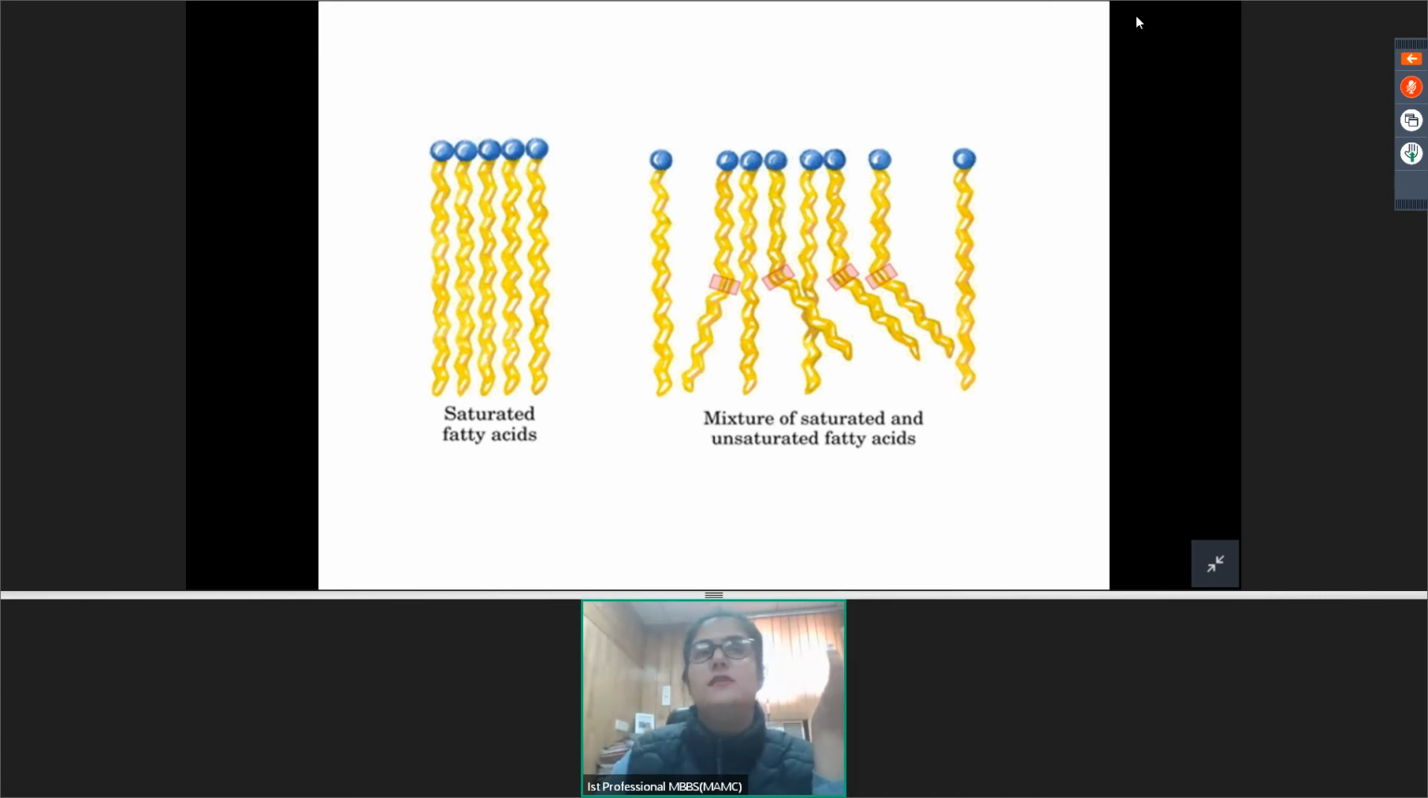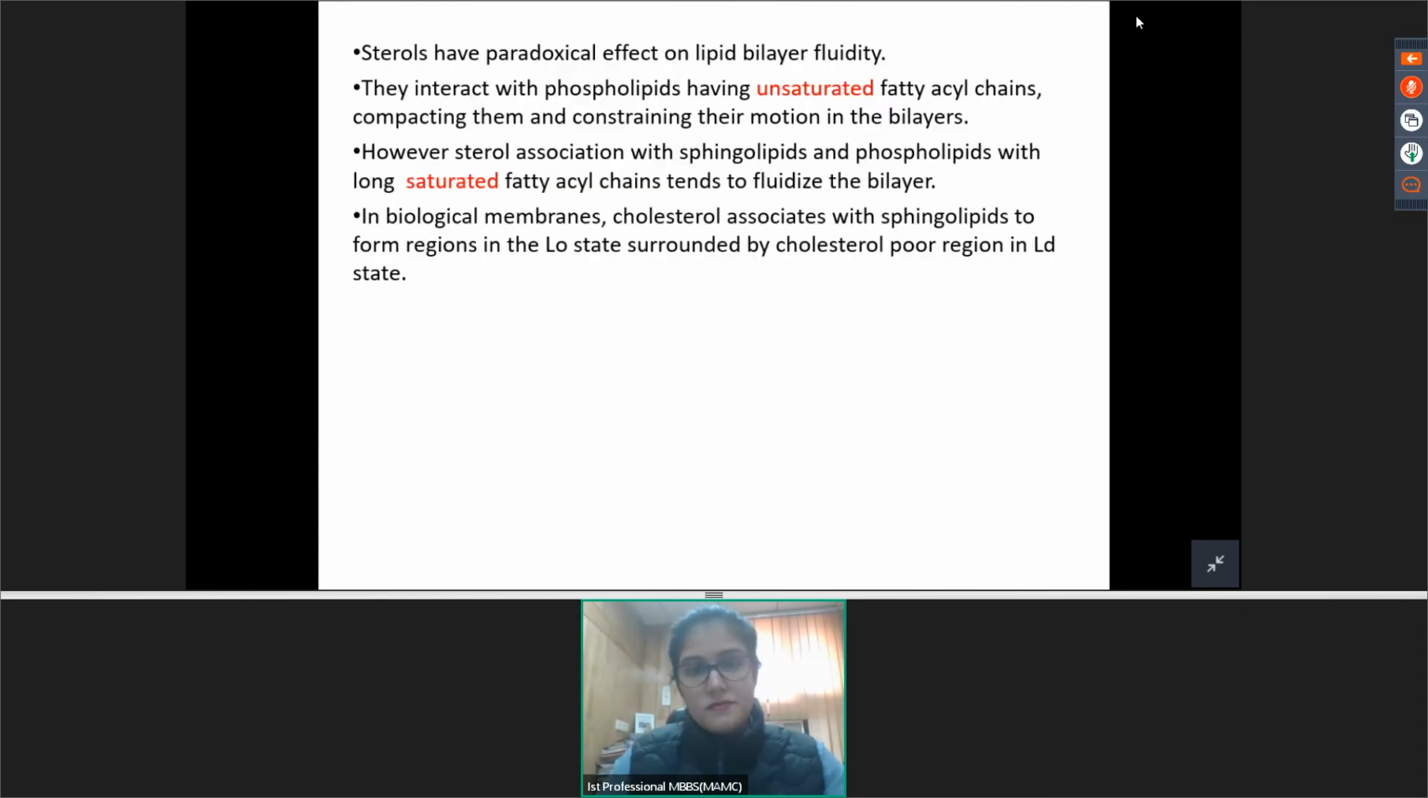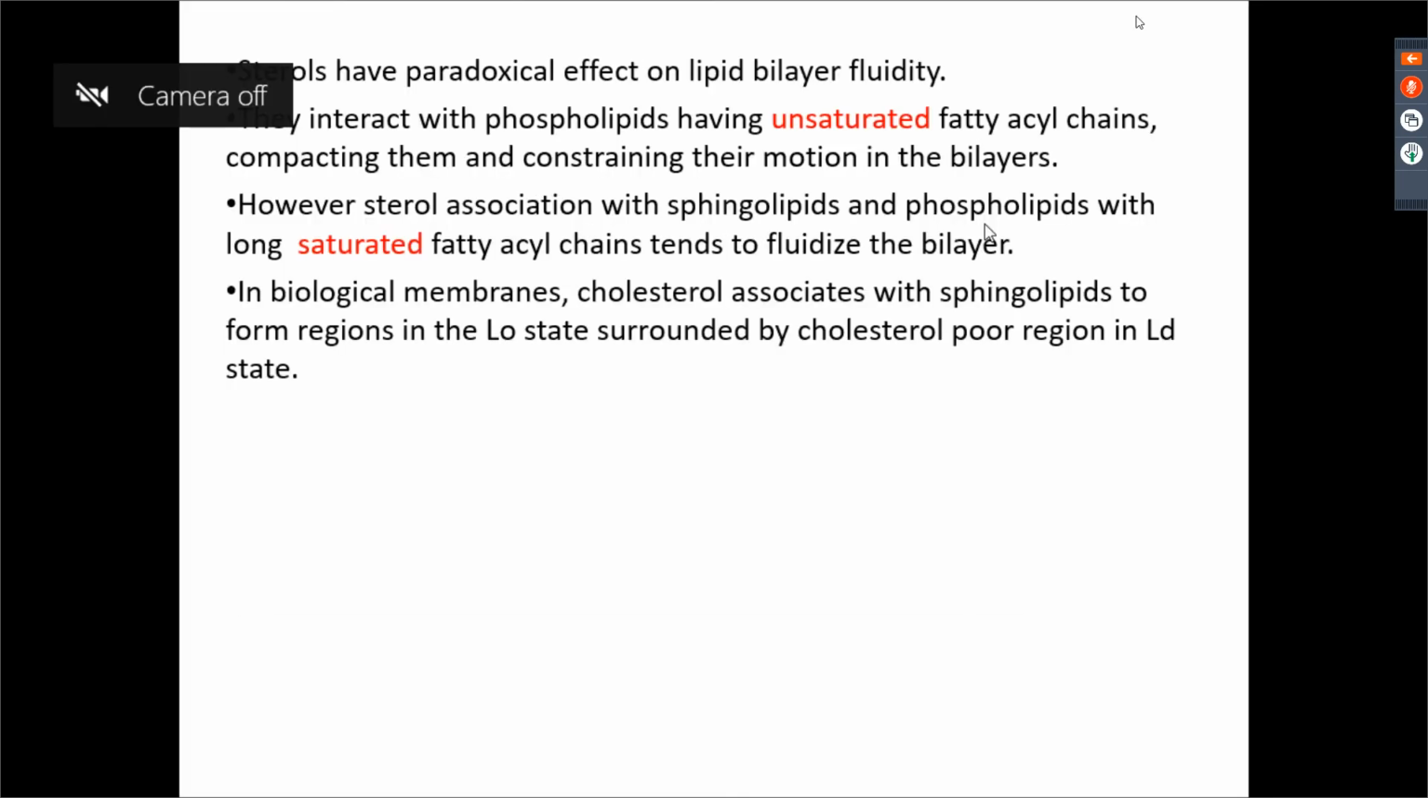That is why we say that we should have more unsaturated fatty acids, because they prevent tight compaction of the membrane and prevent the membrane from becoming too rigid. The next important component is sterols, like cholesterol. And sterols have a very interesting effect on lipid bilayer fluidity. They have a paradoxical effect. By paradoxical effect, I mean that they interact with phospholipids.